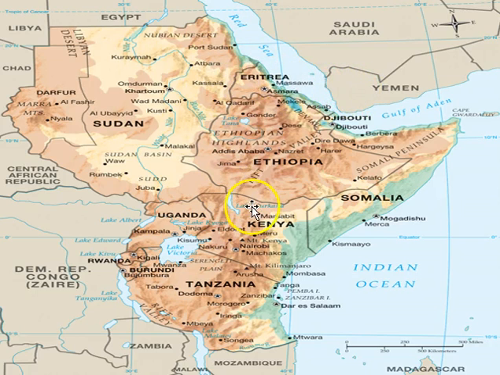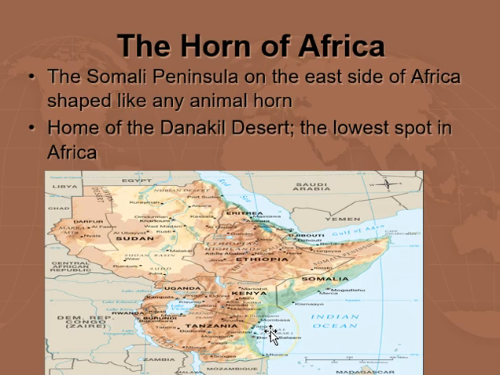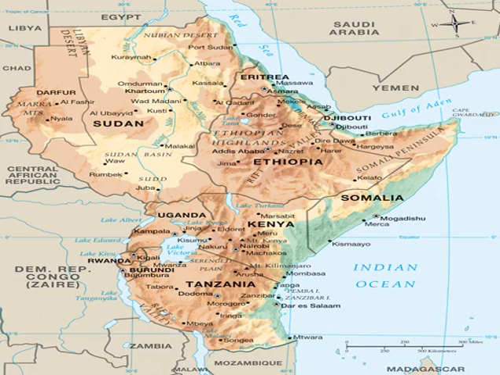Next, we're going to explore the countries that make up what is called the Horn of Africa. The Horn of Africa is mainly made up of the Somali Peninsula. It's on the east side of Africa, and it's called that because it resembles an animal's horn. It is home of the Danakil Desert, which is the lowest spot in Africa. Make sure that you know that because that is a test question. All right, so we're going to look at the countries in the Horn of Africa. And for the most part, for these, you just have to know the countries and the capitals, okay?